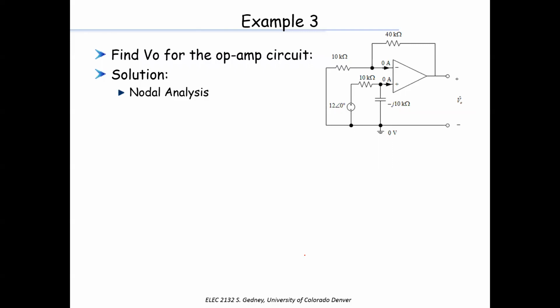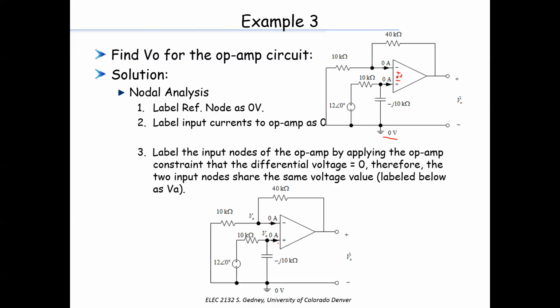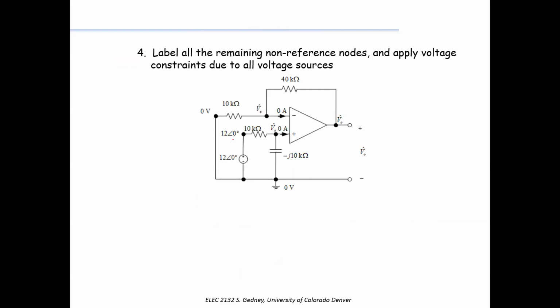Okay. So again, as I apply nodal analysis, I label my reference node as 0 volts. I label my input currents as 0 amps. Label the input nodes across the op amp as having 0 volts across, for my op amp constraint, and therefore I can label these two nodes to be the same. So I'll label both of these as VA. This is V0, and by voltage constraint, this is 12 angle zero. So I have all my nodes labeled.